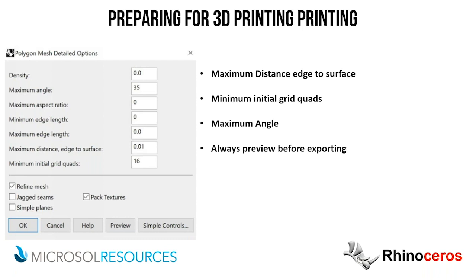So if you would change anything, it should be that one. That is the maximum distance edge to surface. That's over here.